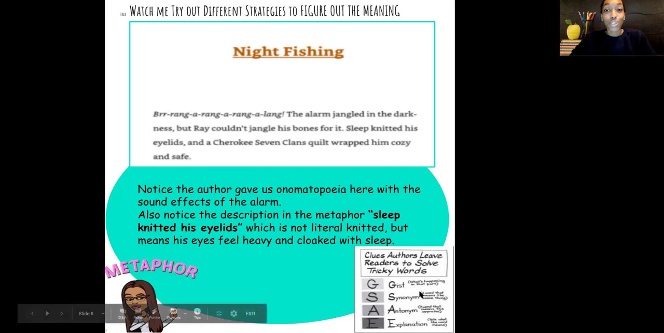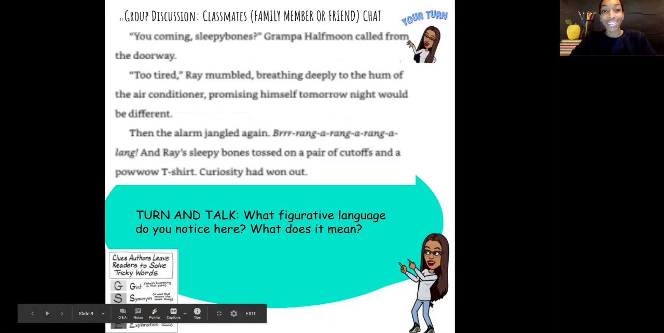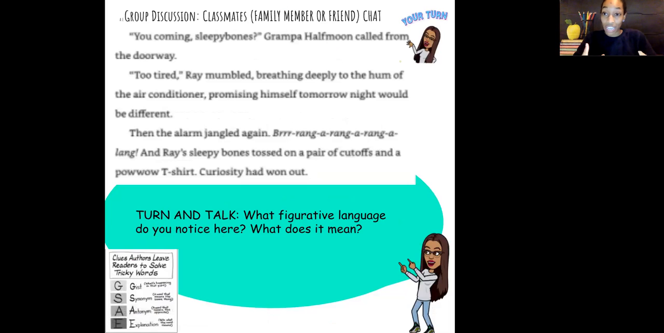All right. So now your turn. Read this passage. I'm also going to read it aloud. Listen for figurative language. What sounds like a metaphor? Does it have onomatopoeia? We're hearing sound effects. Okay. Listen in. You're going to turn and talk afterward.